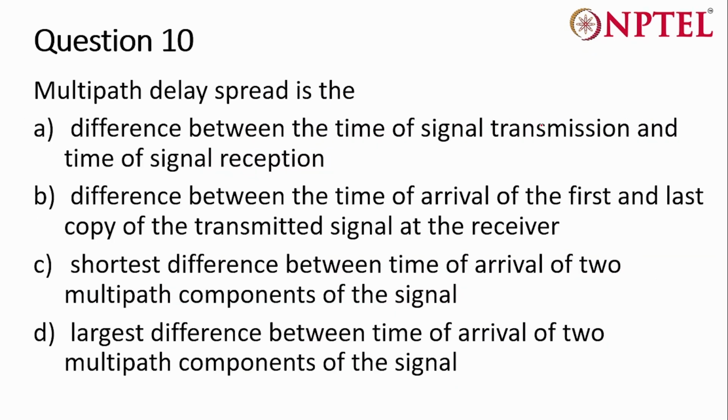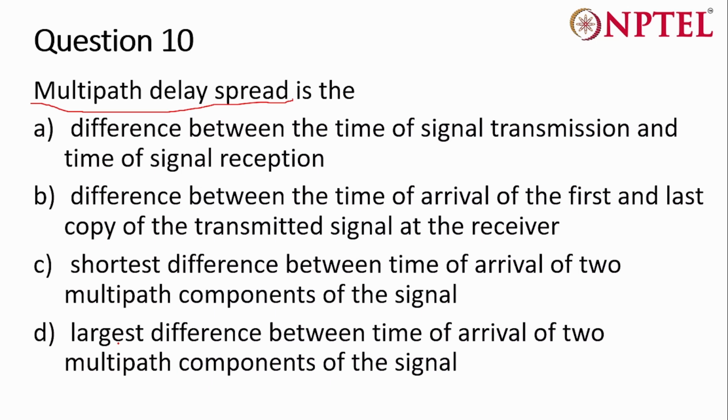Okay, let us move on to the next question. What is known as multipath delay spread in a communication system? How do you calculate the multipath delay spread? Is it the difference between the time of signal transmission and the time of signal reception, or the difference between the time of arrival of the first and the last copy of the transmitted signal at the receiver, or is it the shortest distance between two multipath components, or the largest difference between the time of arrival of the two multipath components?